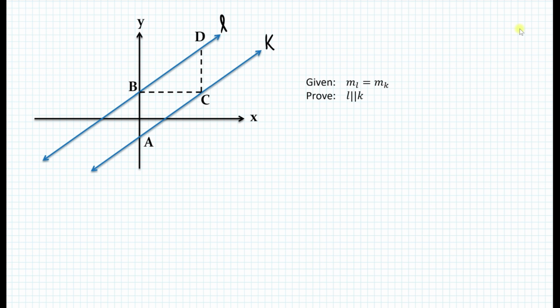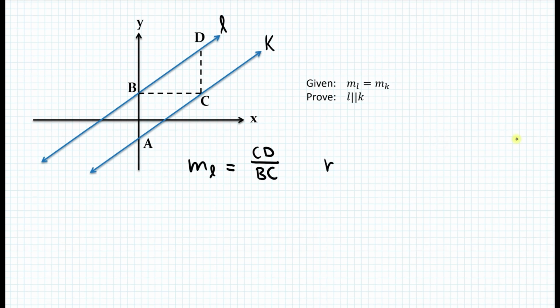Okay, so let's look at a drawing where the lines are labeled and some of the points are defined, such as A, B, C, and D. According to this, we're given that slopes L and K are equal. So let's first define the slopes here. The slope of line L is equal to rise over run. In this case, the rise is CD, and the run is BC.